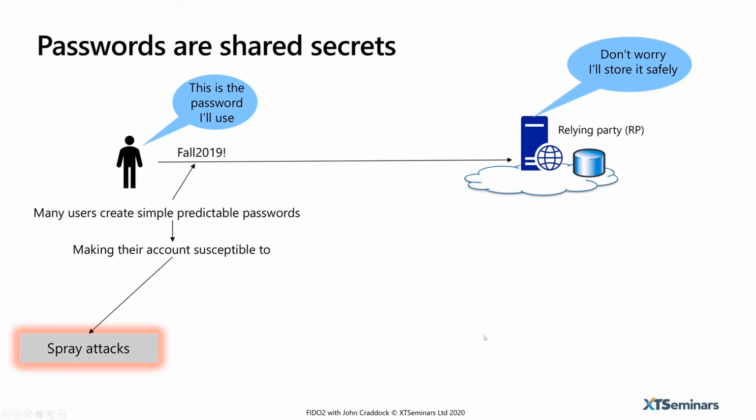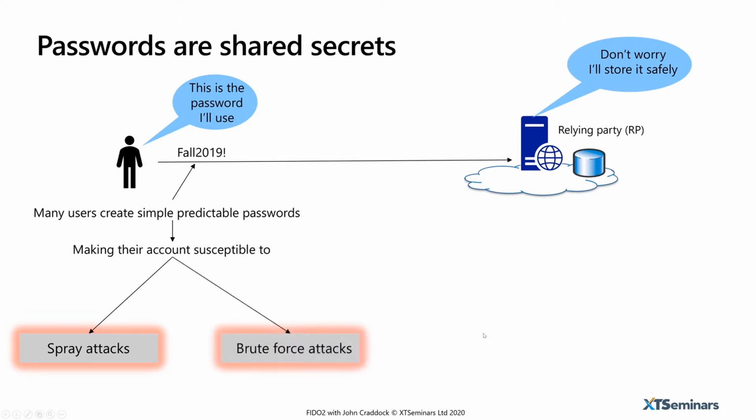A spray attack is where we take a predictable password and we simply spray it across accounts. They're quite hard to detect, but they're very successful for low-hanging fruit. So people using simplistic passwords, we've got them. And in the last 4 months, there were something like 700,000 spray attacks that were detected.